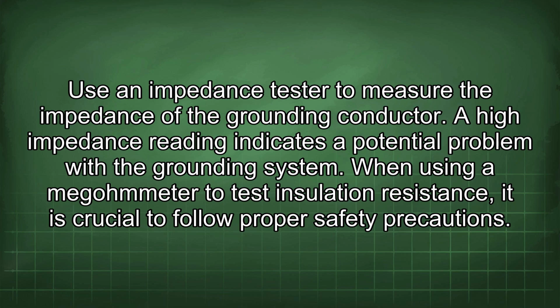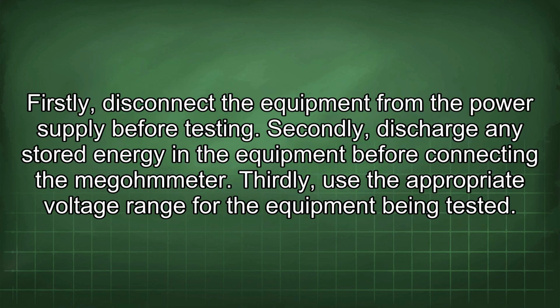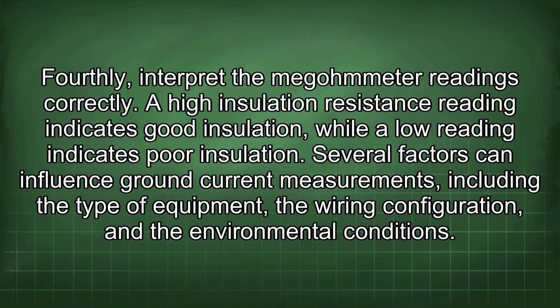When using a megometer to test insulation resistance, it is crucial to follow proper safety precautions. Firstly, disconnect the equipment from the power supply before testing. Secondly, discharge any stored energy in the equipment before connecting the megometer. Thirdly, use the appropriate voltage range for the equipment being tested. Fourthly, interpret the megometer readings correctly. A high insulation resistance reading indicates good insulation, while a low reading indicates poor insulation.